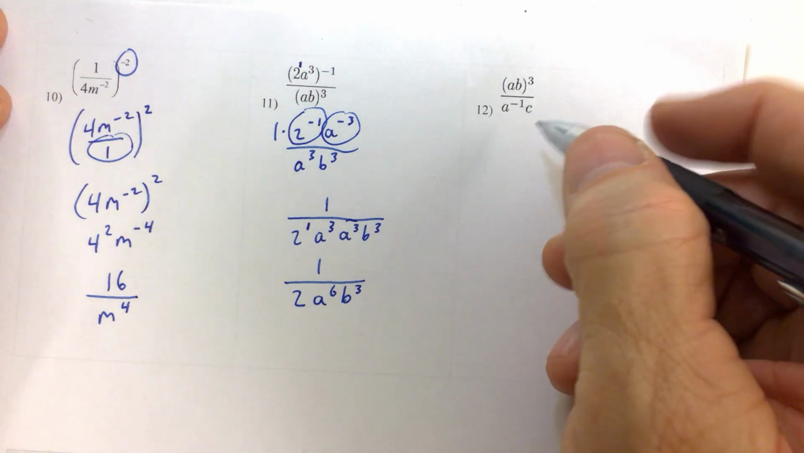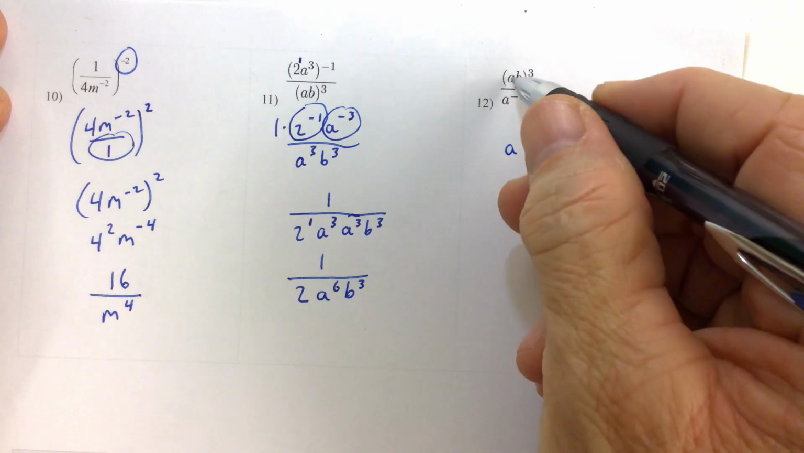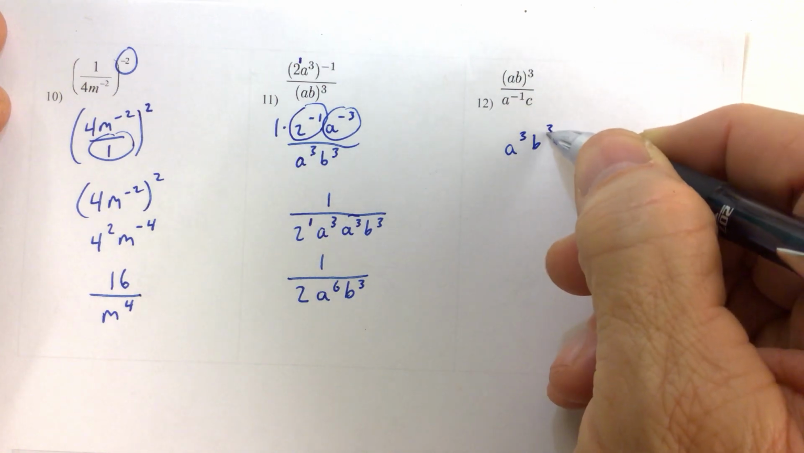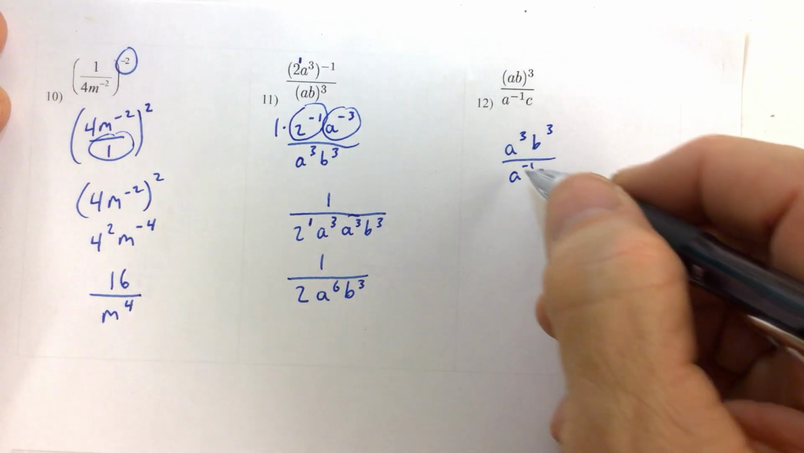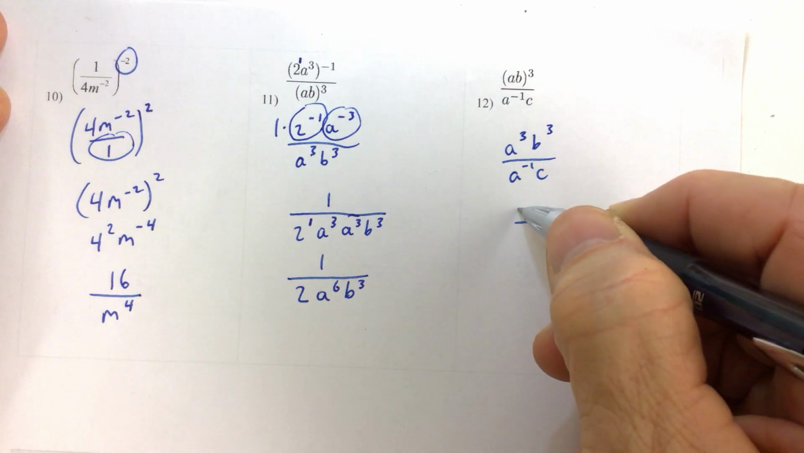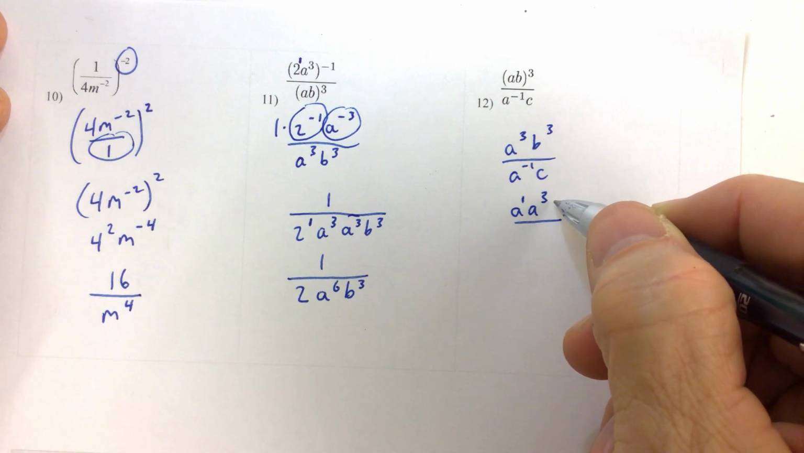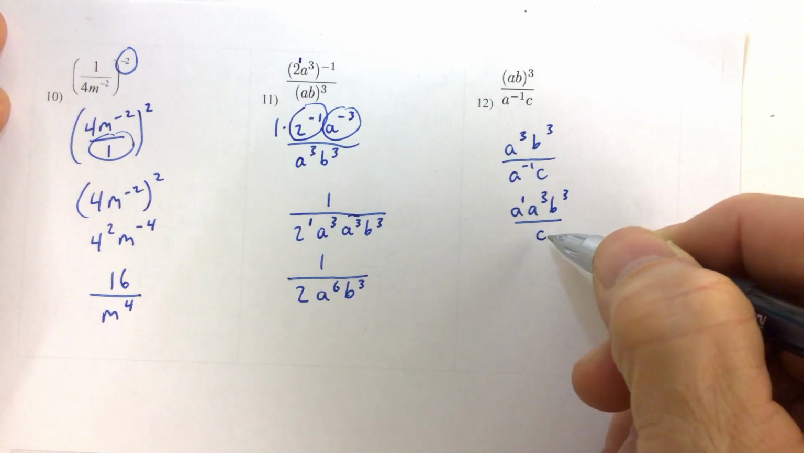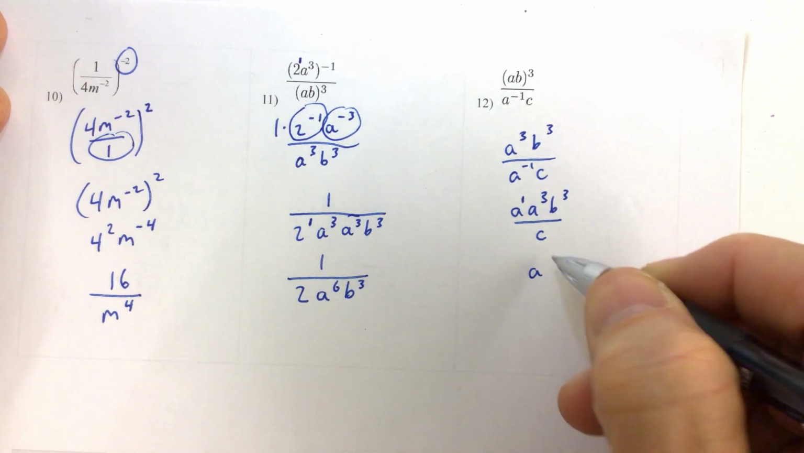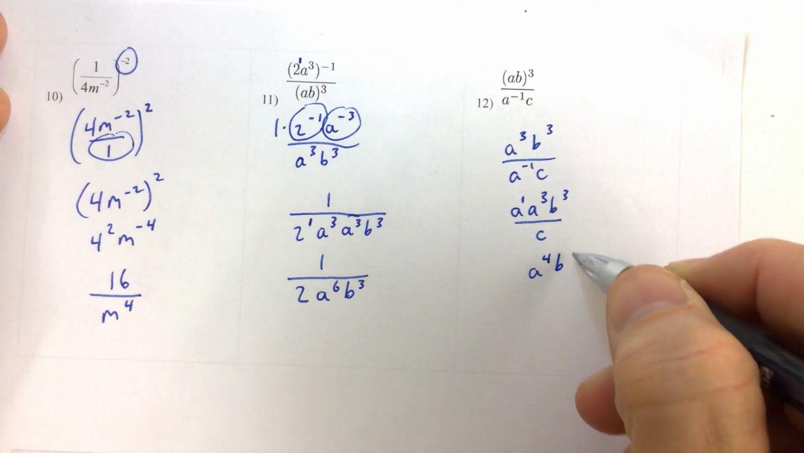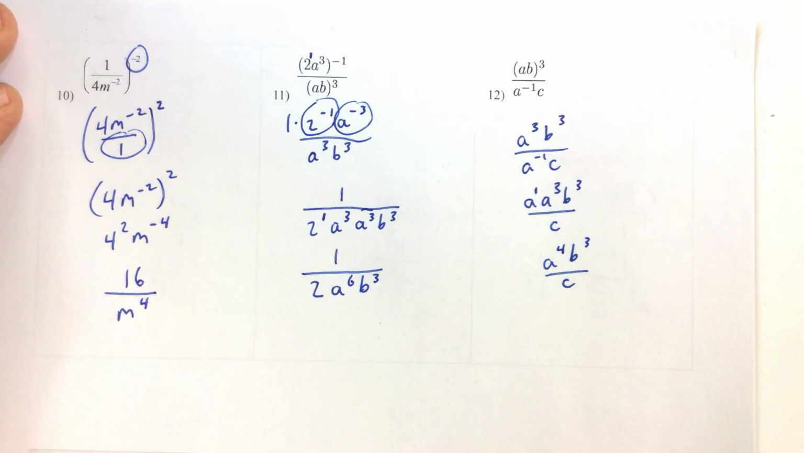All right, we're almost there. On number 12, getting rid of parentheses, we have a to the third, b to the third, over a to the negative 1. I could have moved that just now, but we have a negative exponent on the bottom, and we're going to move that negative exponent to the top and make it positive. That gives us a to the first times a to the third times b to the third on top, over c. That exponent's positive. Then we combine: a to the 1 plus 3 is 4, times b cubed, all over c. And that gives us our first 12 problems.